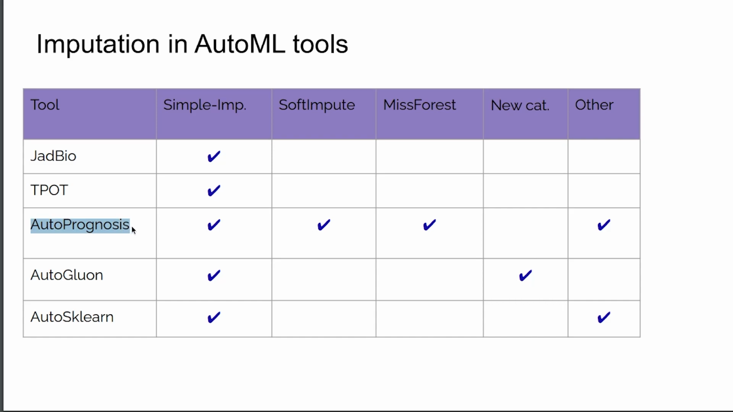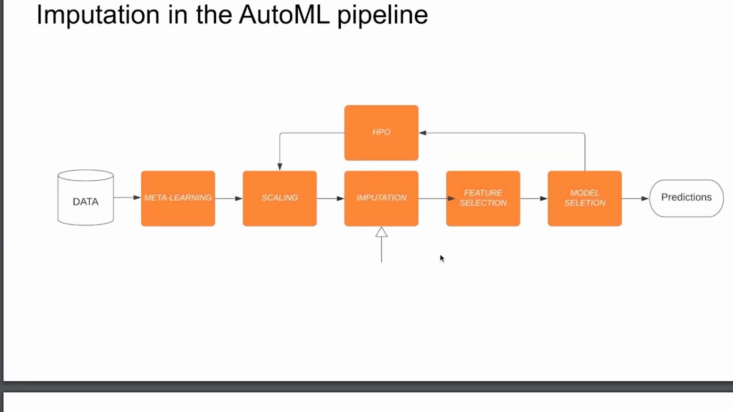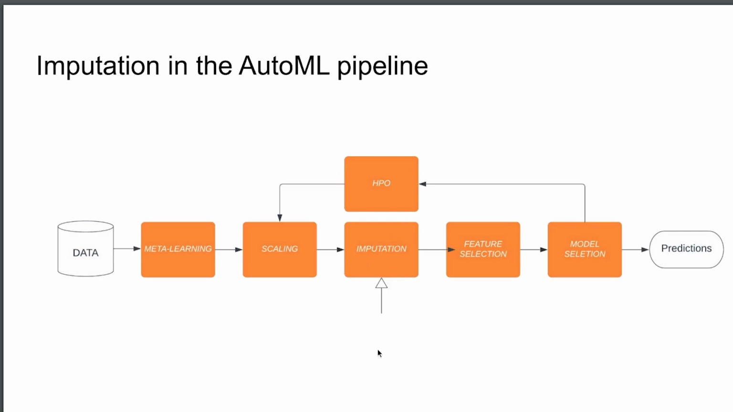AutoPrognosis also uses simple imputation methods and complex ones, like the dimensionality reduction method SoftImpute, iterative methods like MissForest, and also other methods. And what it does is it optimizes over all those imputation methods from a cache perspective. So it has a lot of imputation methods here, with their hyperparameters, and it does HPO over them.